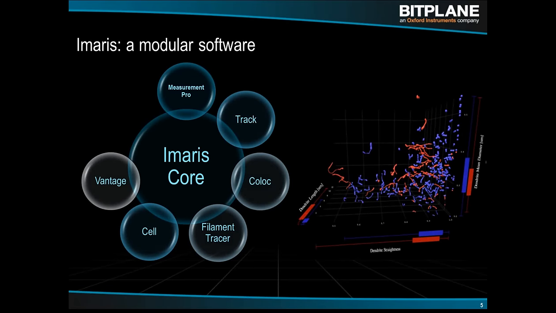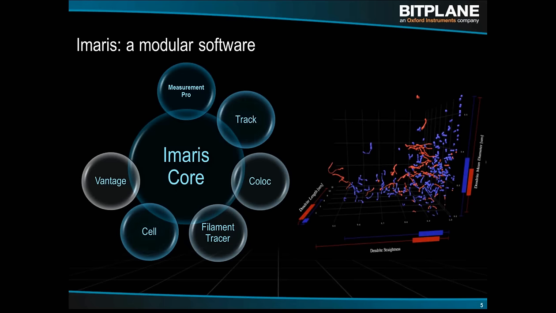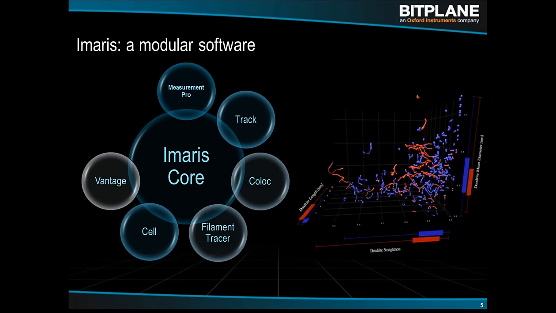And once you start extracting measurements from any of those surfaces, objects, cells, filaments, or spots, the Vantage module allows you to go in and look at those measurements in a plotting interface or in a gallery view, and arrange different axes based on the measurements that can be extracted within Imaris.